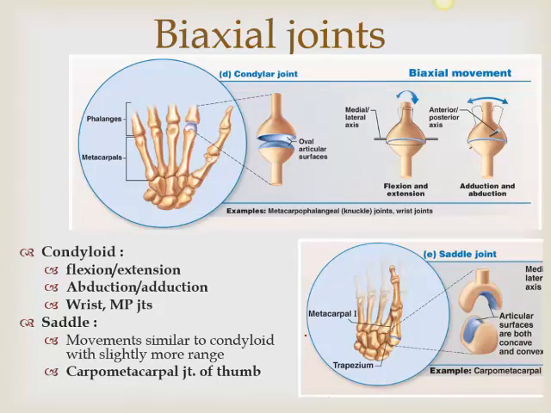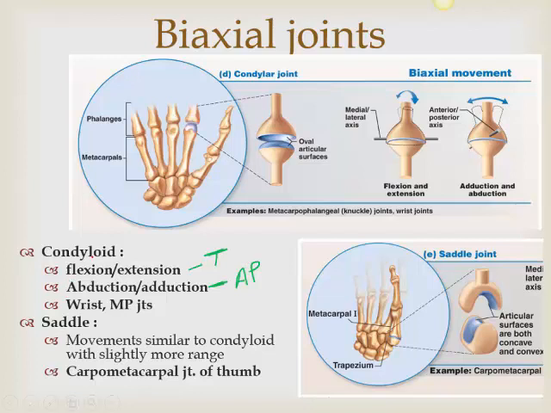The next are joints which allow movement in two axes. So they are called biaxial joints. The two axes in which they allow movement are flexion and extension, which is along a transverse axis, and abduction and adduction, which is along an anteroposterior axis.